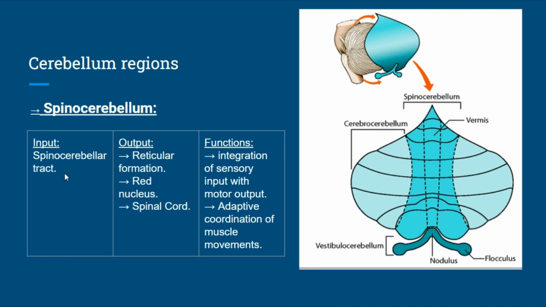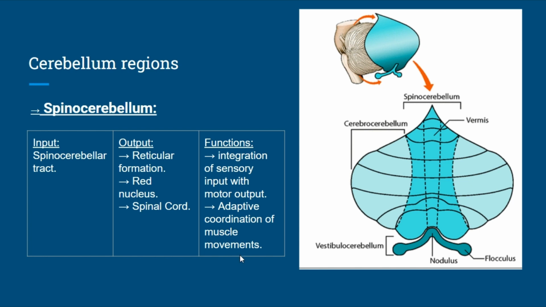It receives the input from the spinocerebellar tract. The output goes out to the reticular formation, red nucleus, and the spinal cord. Again, very important functions: integration of the sensory input with the motor output. So what you're receiving, you're modifying, relaying, understanding, translating; it's going to integrate that sensory input with the motor output, and it also functions in the adaptive coordination of muscle movements.